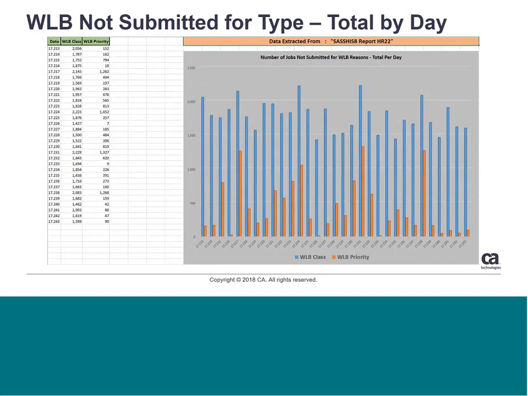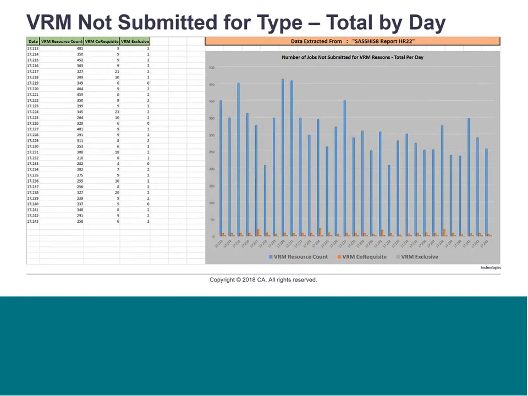We can then take that same data and just compare it on a day-by-day basis. So in this case, we're looking at workload balancing, the class and the priority. On a day-by-day basis over the period, as you can see, the majority of it was class-related, although there were a few peaks when you had priority-related delays to job submission. And we can do the same for virtual resources. We can look at virtual resources by resource count, co-requisite resources, and exclusive. As you can see, co-requisite and exclusive were pretty small. We showed that in the previous overall summary graph.